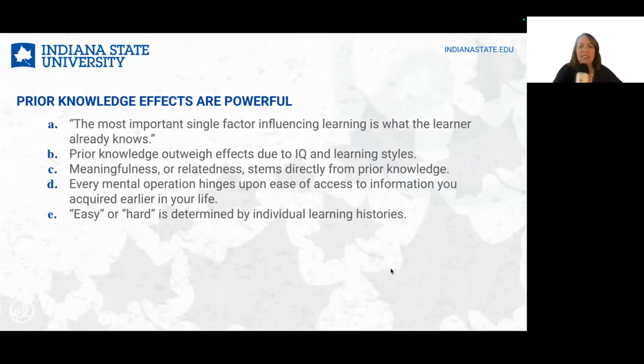It is actually the single most important factor influencing learning: what the learner already knows and brings to the text. It outweighs IQ and learning styles. Also, typically, if I have an experience with something from prior knowledge, it's going to be more meaningful and relatable to me. So every mental operation hinges upon the ease of access to information that we acquired earlier in life.